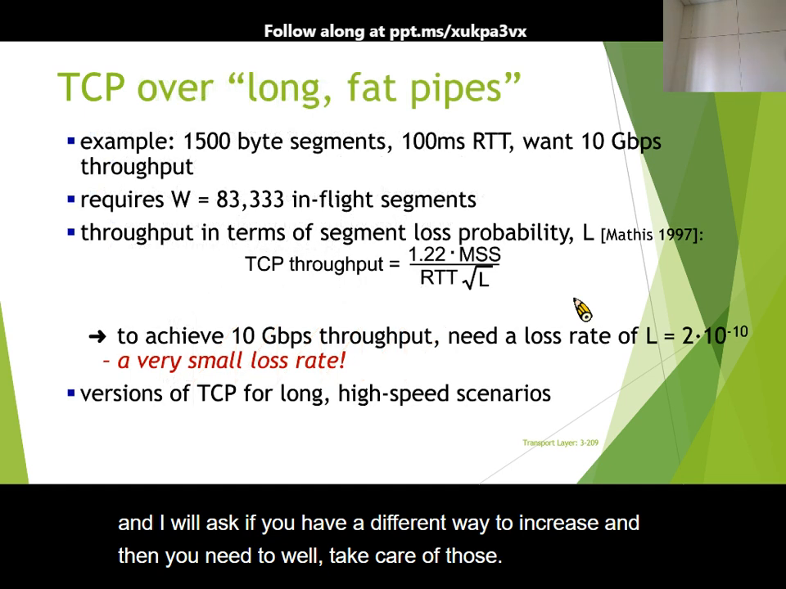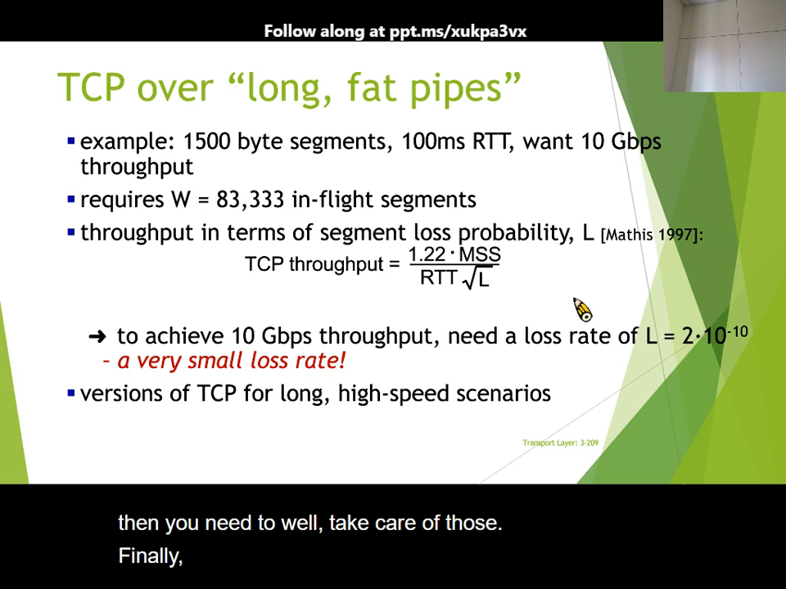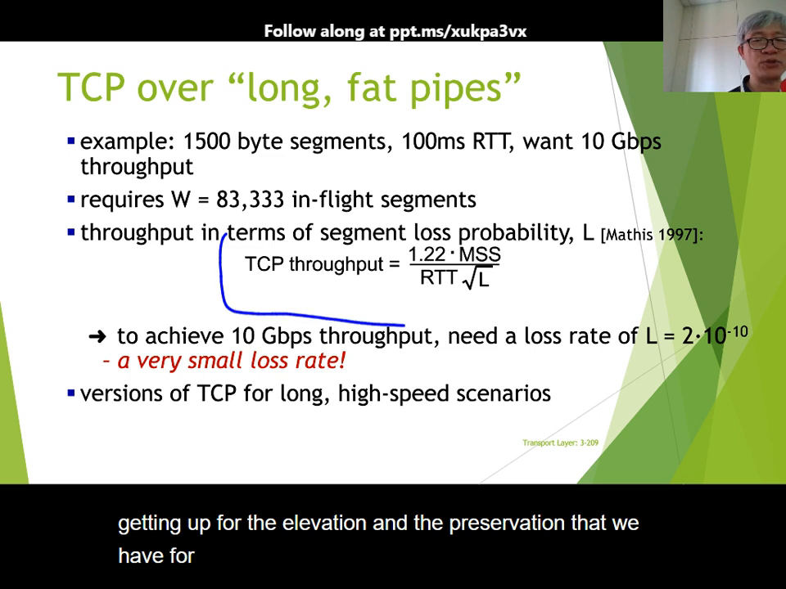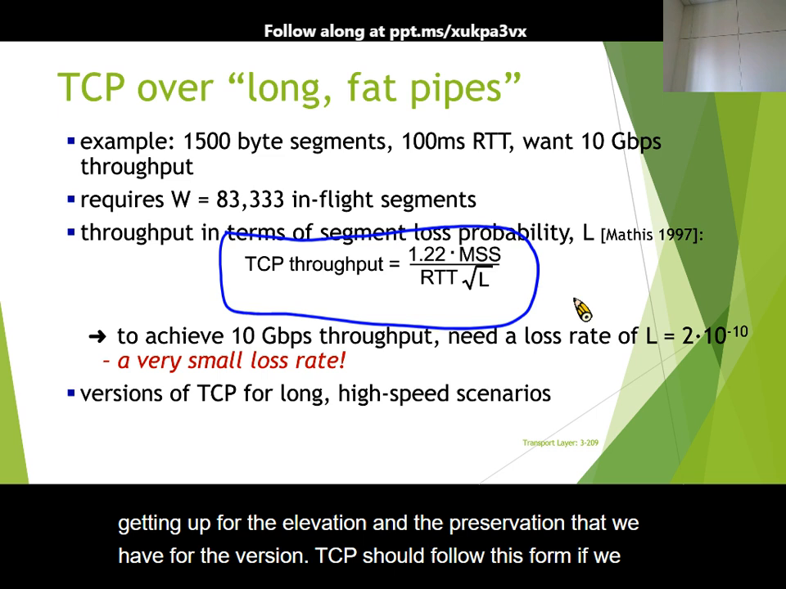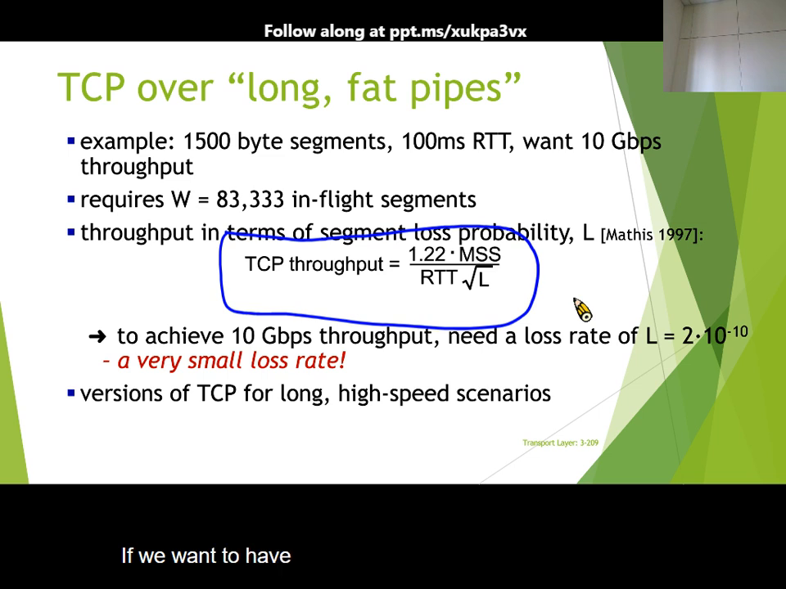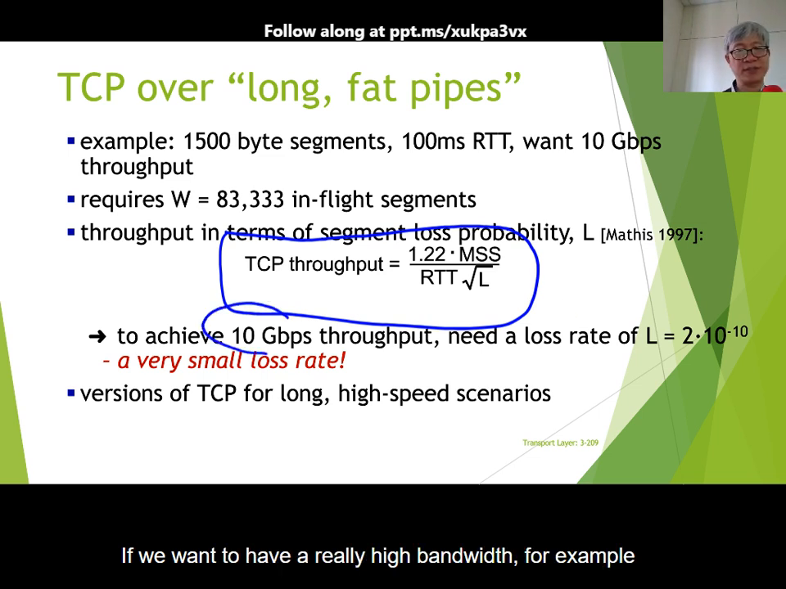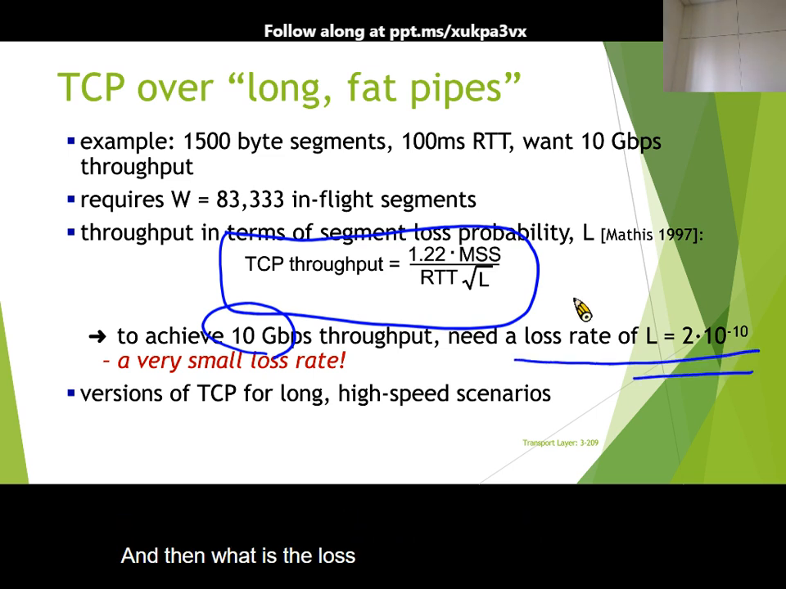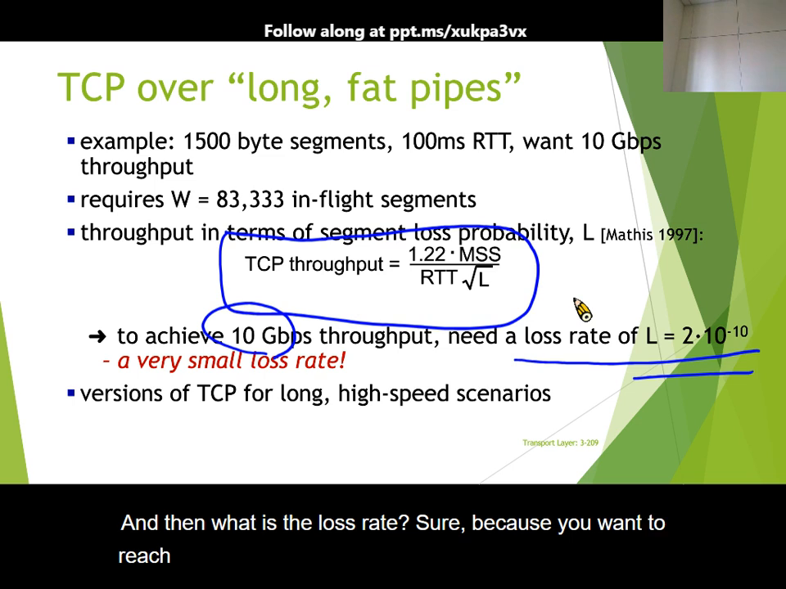Finally, we have an exercise. That exercise is about the derivation, and the derivation that you have for the version. TCP throughput should follow this form. If we have this form, we have loss, L. If we want to have a really high bandwidth, for example, 10G, then what is the loss rate? Sure, because you want to reach really high throughput, of course you should have an extremely low loss rate.